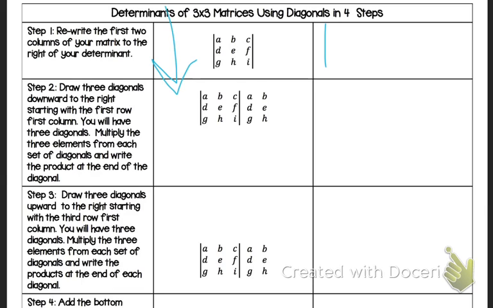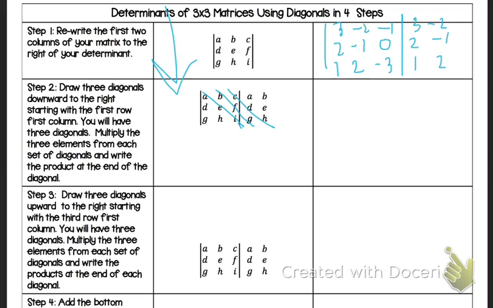So let's do this: 3, negative 2, negative 1, 2, negative 1, 0, 1, 2, negative 3. So the first step is to copy down the first 2 columns again. So 3, 2, 1, negative 2, negative 1, 2. Okay, next step, draw 3 diagonals down. So this way, this way, this way.